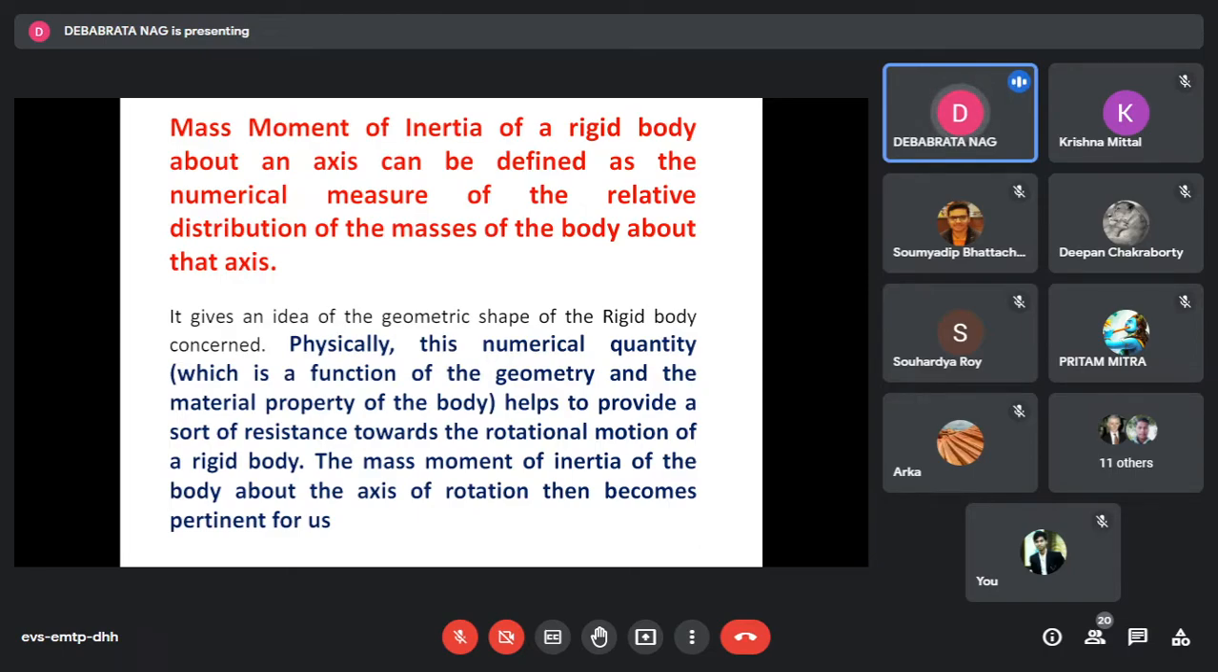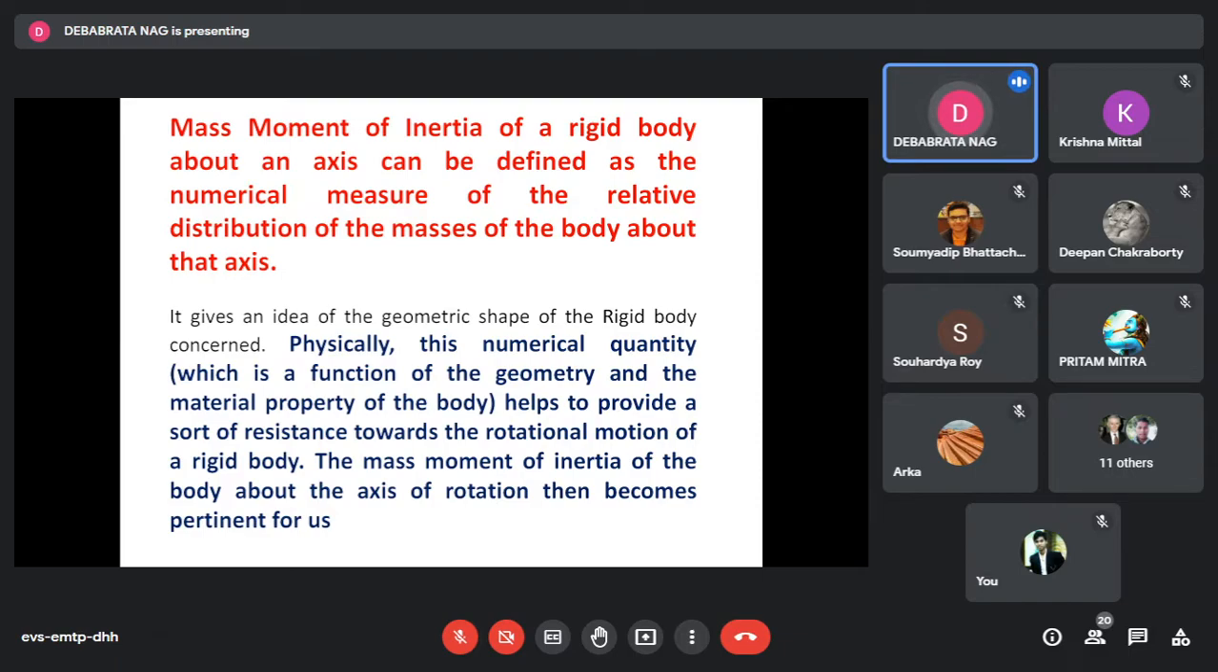However, if we are considering the rotation of that same rigid body about some axis, then depending upon the position of the constituent mass particle from that axis of rotation, how far it is from the axis, the linear velocity of that particular mass particle constituting the rigid body will change, because V is equal to omega into R. So that R is changing for the different particles as they are variously distributed about that line.